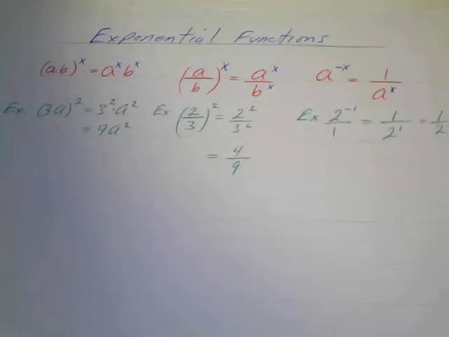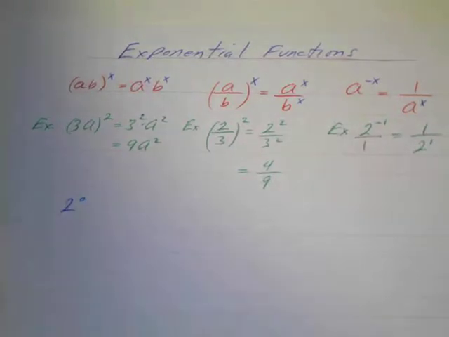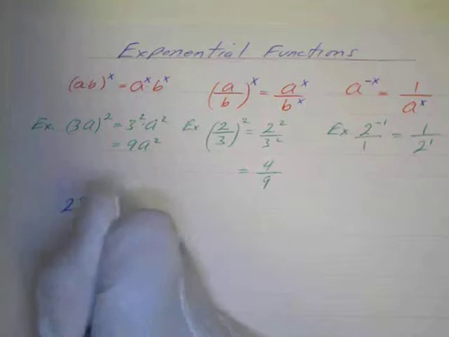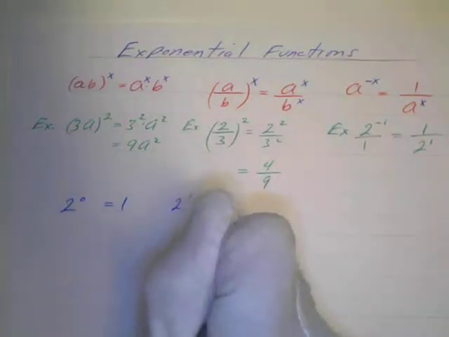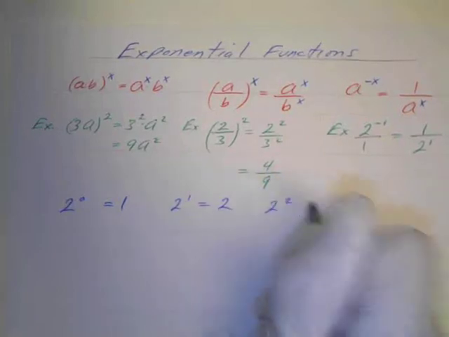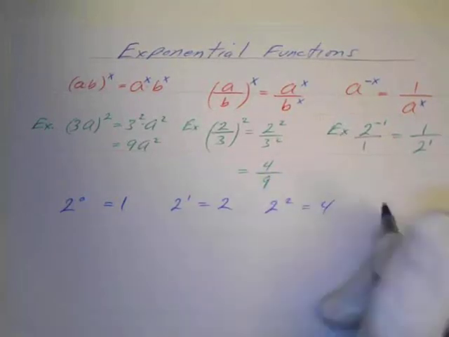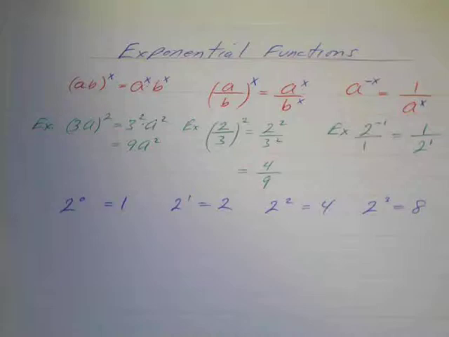Okay, so here's some other examples that you might want to look at. 2 to the 0, what does that equal? Well, anything except for 0 to the 0 power equals 1. So that's easy. 2 to the 1 is just 2. 2 squared is 2 times 2, which equals 4. 2 to the third is 2 times 2 times 2, which equals 8. So I think we're familiar with that.